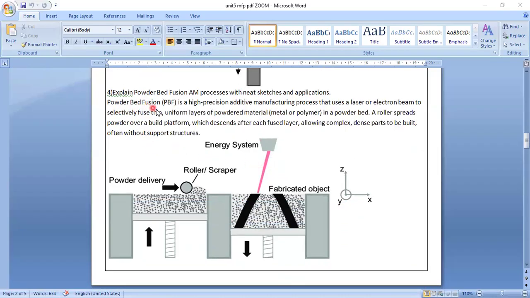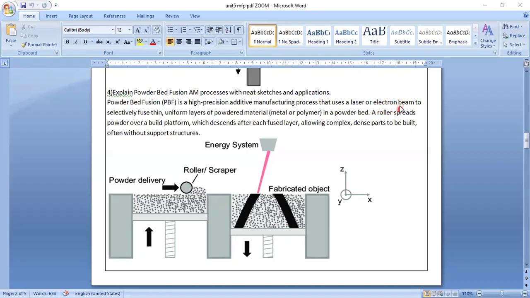Next we are coming to the fourth question: explain powder bed fusion. This is one of the types, as I said. Coming to the definition, powder bed fusion is a high-precision additive manufacturing process that uses a laser or an electron beam.